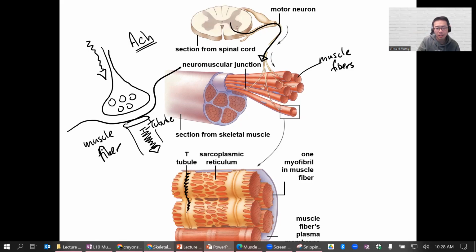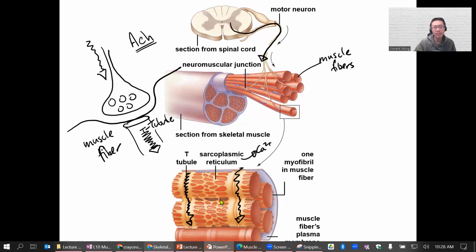So the signal is going to get all the way into the cell, and it will cause the sarcoplasmic reticulum to release the calcium. Once again, the signal starts at the primary motor cortex, goes down the spinal cord, and exits whichever section. If you want to move your leg, it comes out the lumbar section. If you want to move your hand, it comes out in the thoracic section. Then the motor neuron spreads out to connect to all these muscle fibers, and the whole group of them is going to contract.